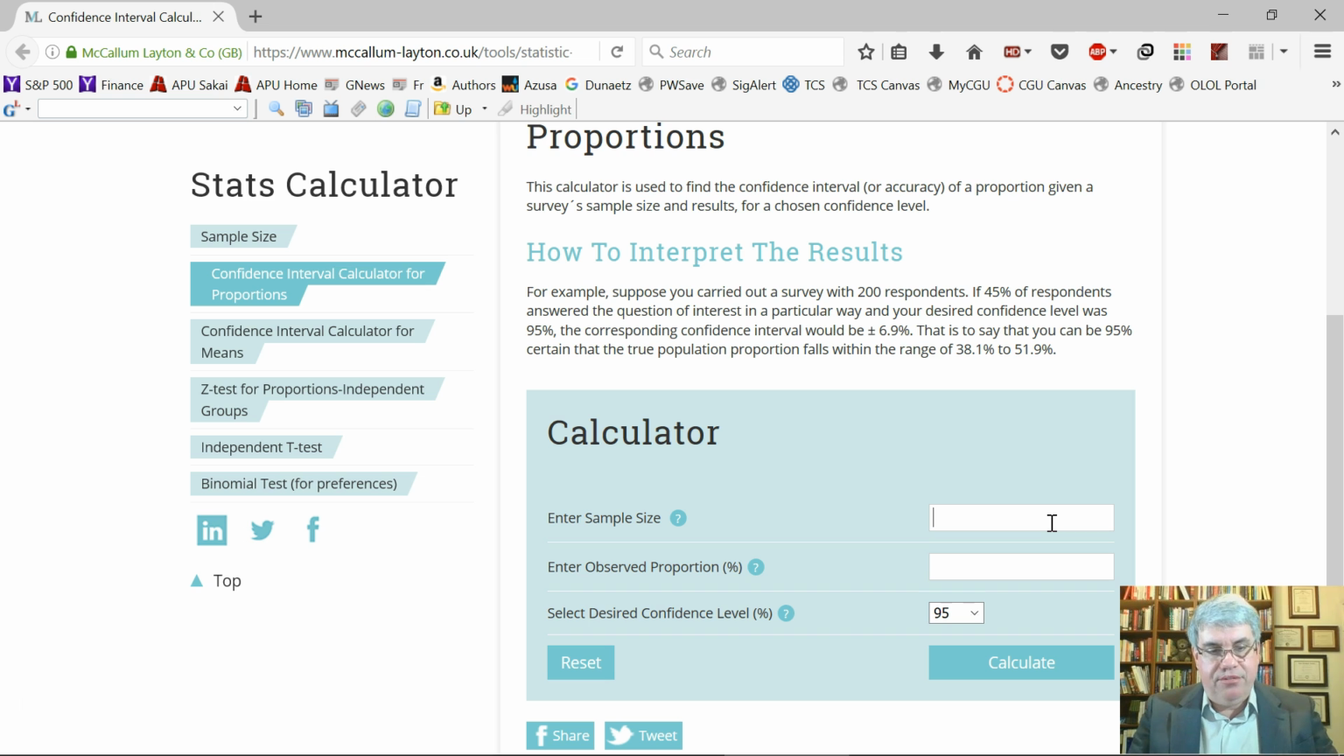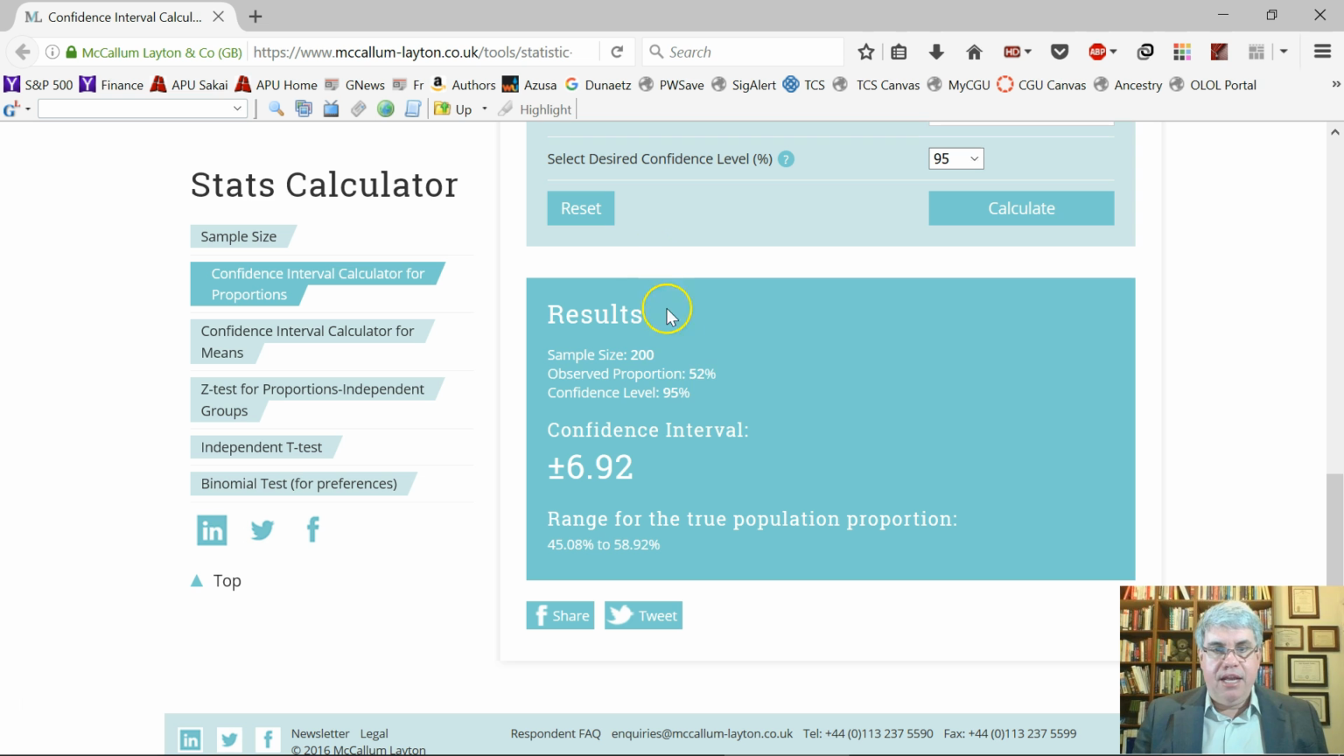Now let's suppose that it's based on just 200 people, and so we enter sample size here, and the observed proportion in percent is 52. So 52% say they're going to vote for some candidate. What is going to be the confidence interval? We just press calculate, and it says with a sample size of 200 and an observed proportion of 52%, the confidence interval is 6.92%. So that means that we can be pretty sure between 45 and 58 or 59% of the population is going to vote for the candidate.